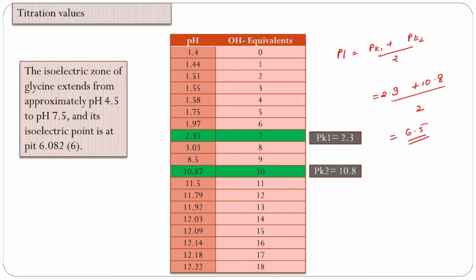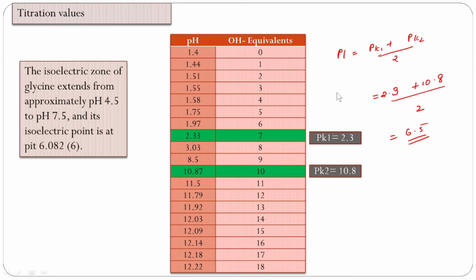Anyway, the isoelectric zone of glycine extends from pH of 4.5 to 7.5. I think our value is also correct, even if the accurate isoelectric point of glycine is 6.